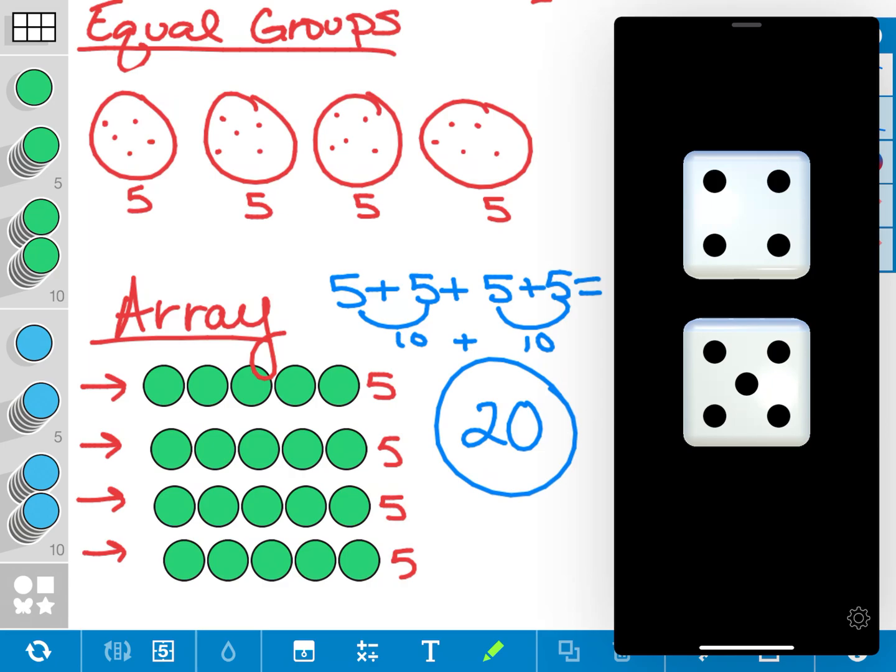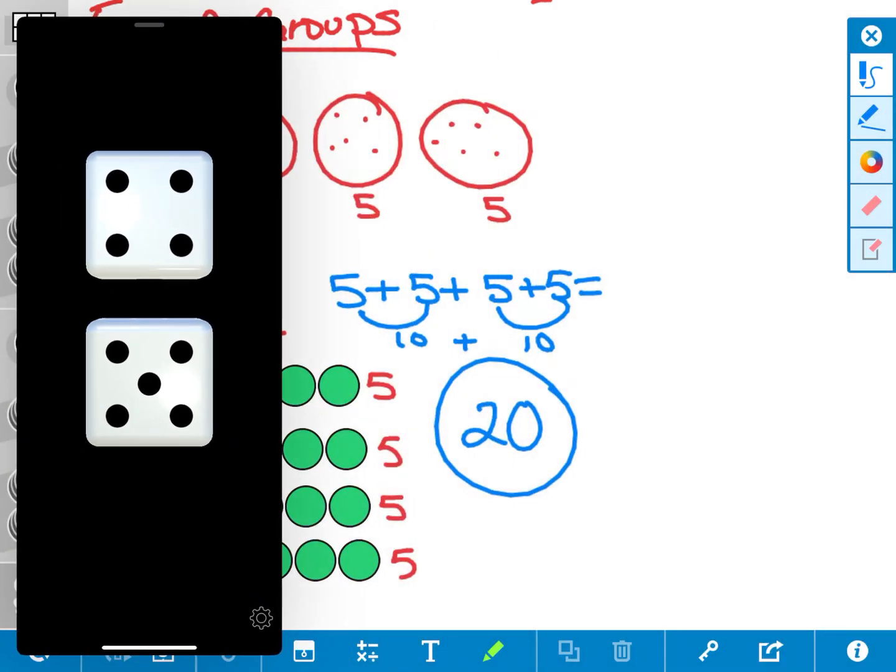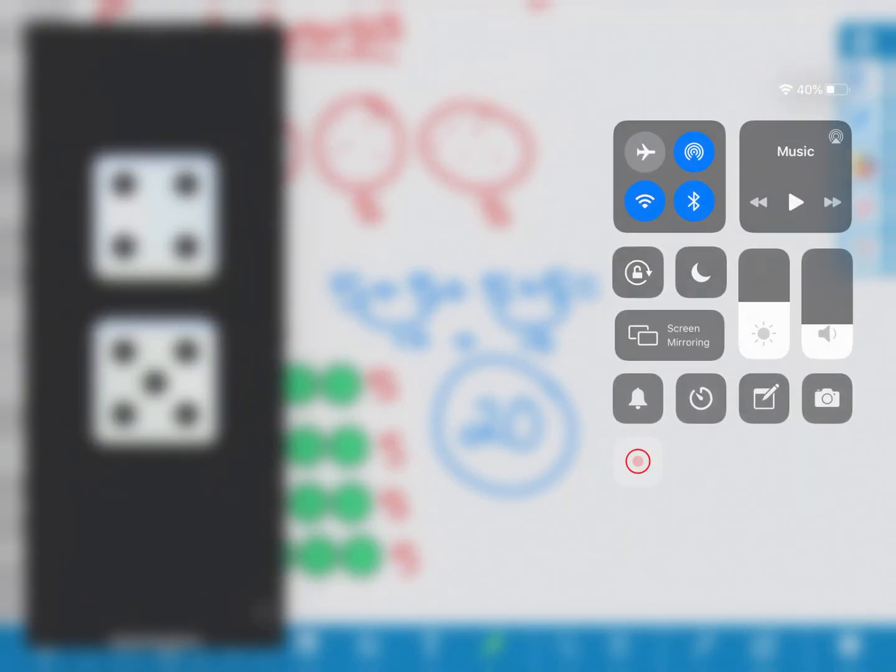All right. After you've played this game where each person's taken a few turns, there's going to be some questions on page 212. And they're going to ask you to either draw your equal groups or your array that you made when you rolled the dice. After that, you've got your math boxes on page 213. That's it for today.